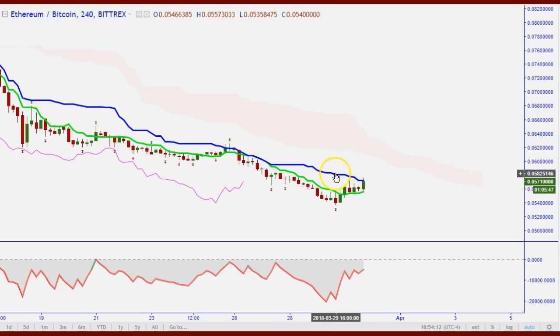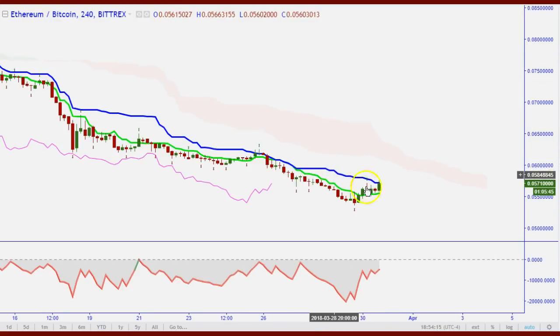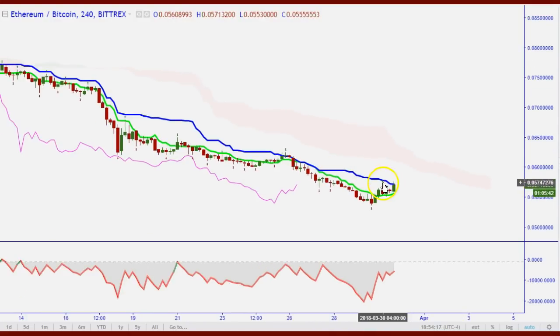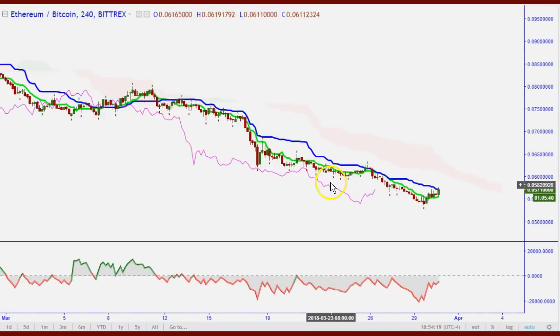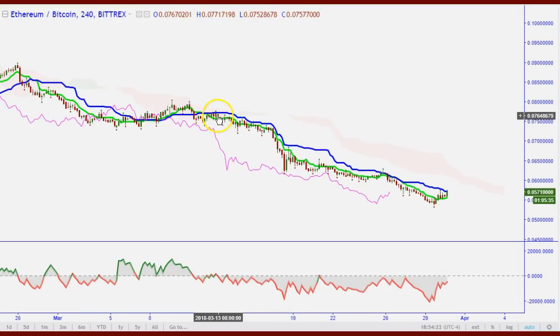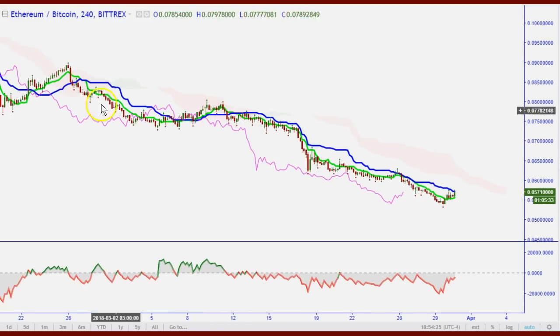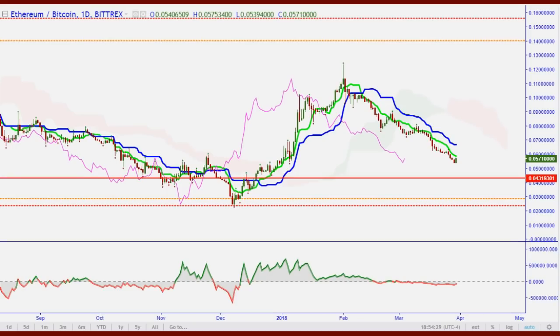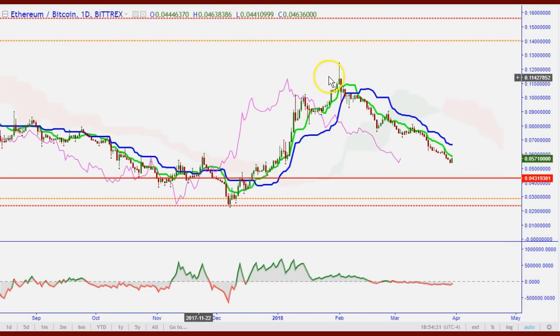So the next 4-hour candles, the next 2, are going to be vital for our entry here. So we're probably at least 8 hours away from getting into a trade. Maybe it could be 4, but we'll see. All right, so that's going to be Ethereum, Bitcoin. Let's go to LTC BTC. I got 2 more pairs after this one.